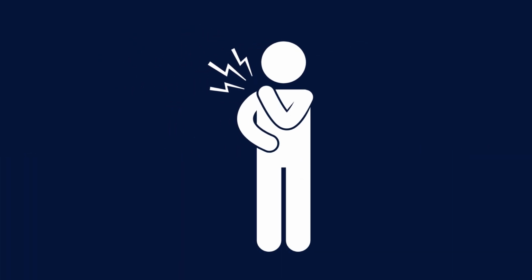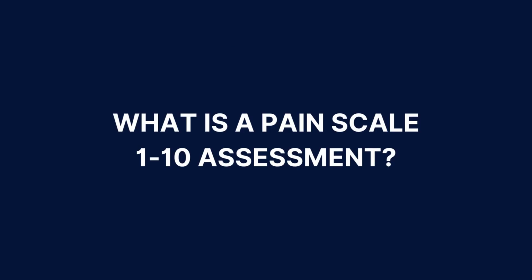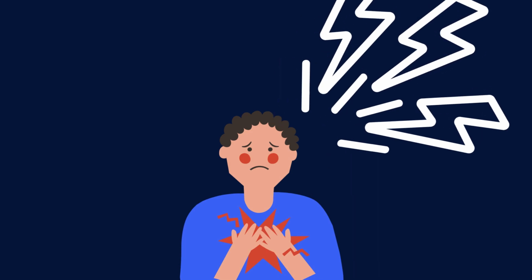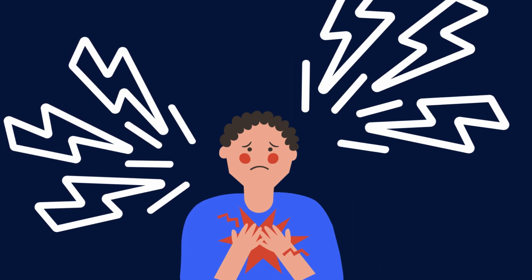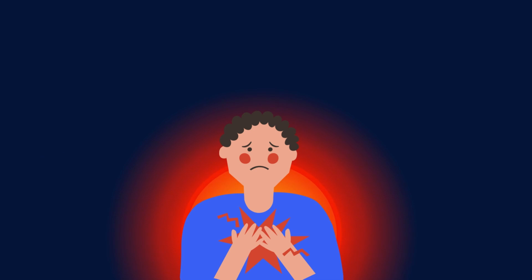I'm here to help guide you through the pain scale 1 to 10 assessments. So what is a pain scale assessment? Pain is a complex experience that can affect people both physically and emotionally and can range from mild to severe. To help quantify this pain, healthcare professionals use the pain scale from 1 to 10 to measure pain intensity. The pain scale is based on the 10-point system, where 1 represents the lowest pain of mild and 10 represents extreme pain, classified as severe.